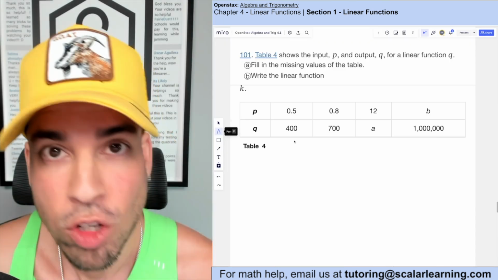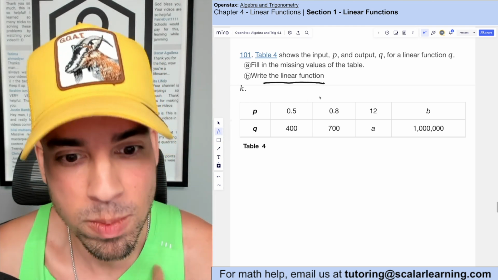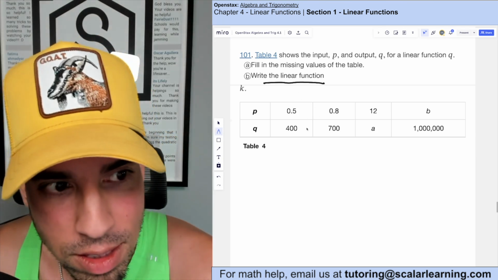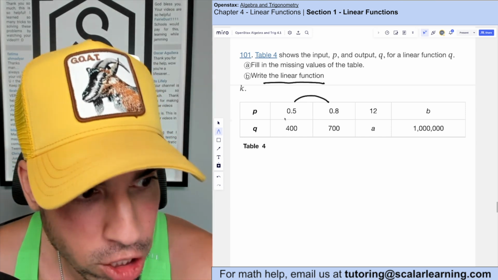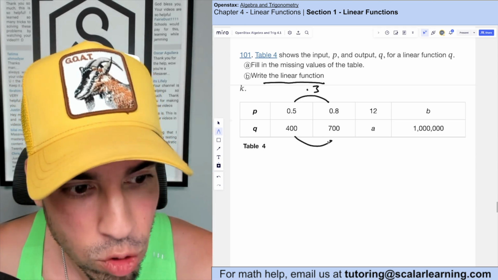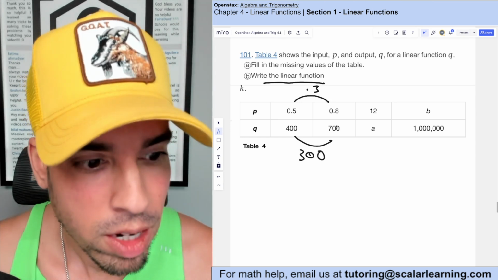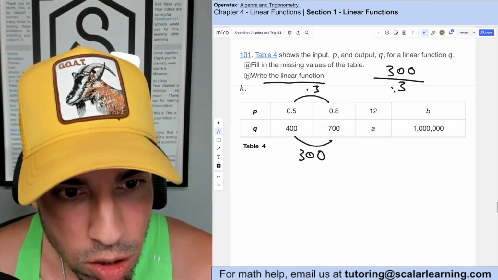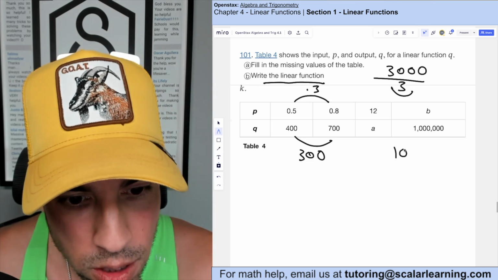Boom, done. So for this one, I'm actually going to do it a little bit in reverse. I'm going to do B first, and I'm going to show you that I think this is the easier way to do it. So first of all, they're telling us that this is a linear function, right? So we can easily calculate the slope by looking at the changes in the x, in this case p values, which is going up by 0.3, and the corresponding changes in the y or q values, which is going up by 300. And then we take 300 over 0.3, and we get our slope. Move that decimal over, add a 0. 3,000 divided by 3 is a slope of 1,000.